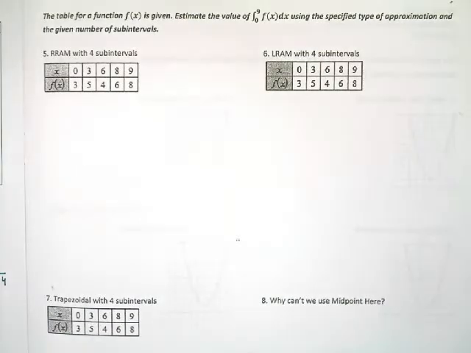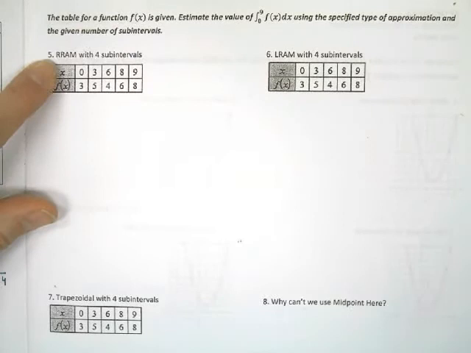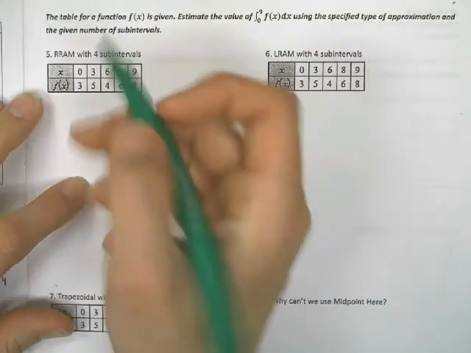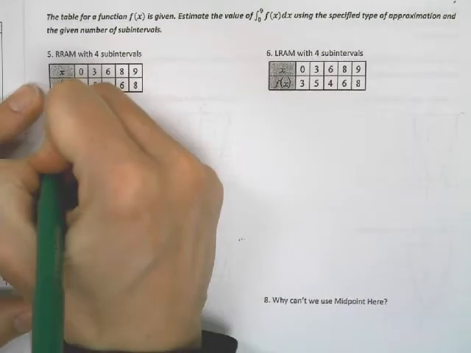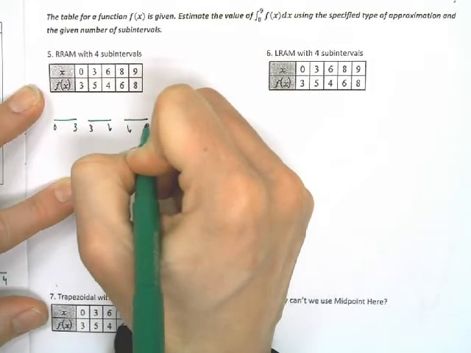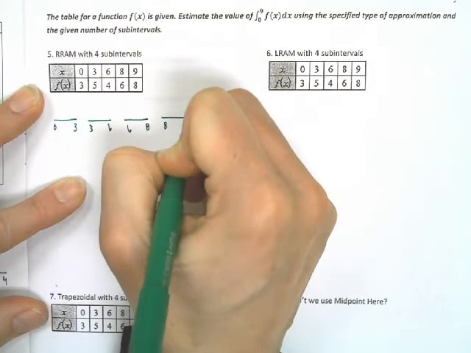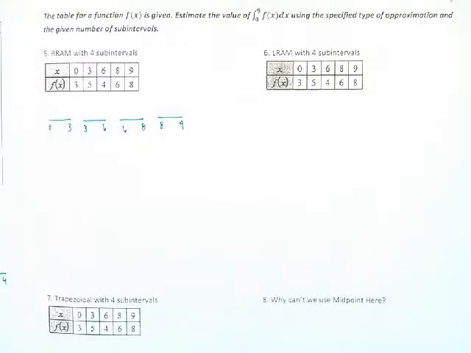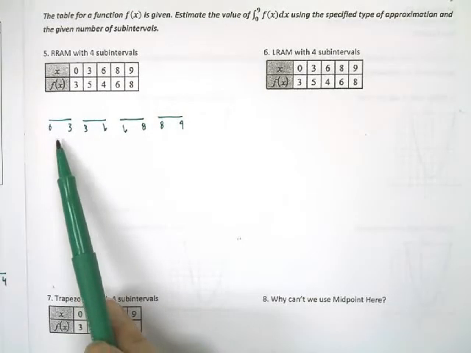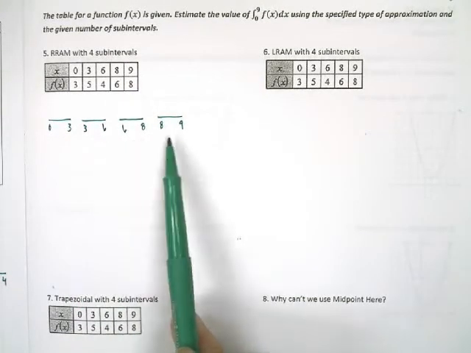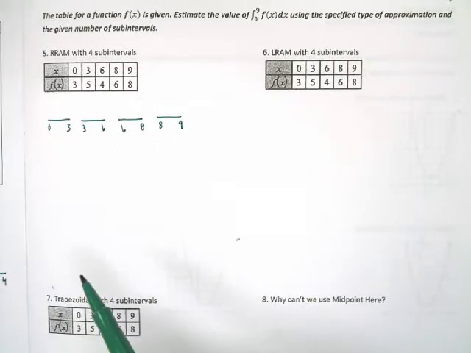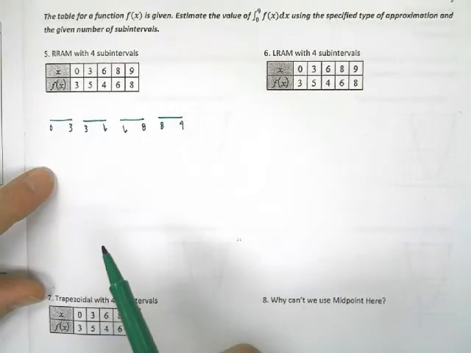All right, so in my first one, I have a right rectangular approximation with 4 subintervals. So we're going to use the 4 subintervals given to us by the table. So I have 0 to 3, 3 to 6, 6 to 8, and 8 to 9. And the first thing I need to notice is my bases of these rectangles are not all the same. Here I have a base of 3, 3, then 2, and then 1. So since my bases aren't the same, I can't factor out that common base.